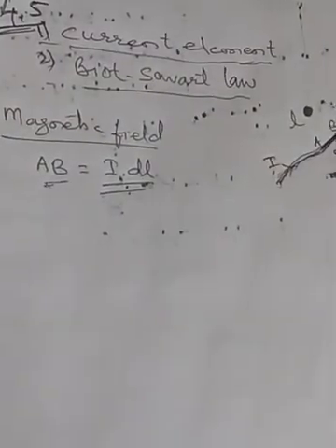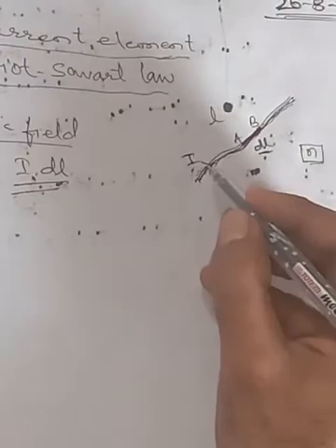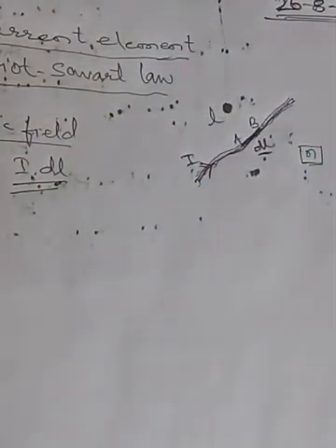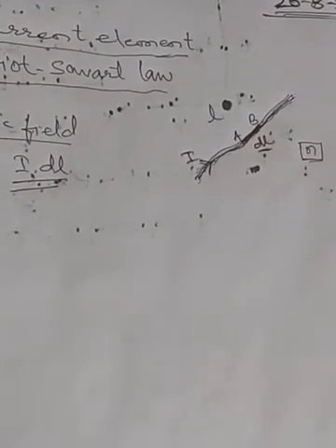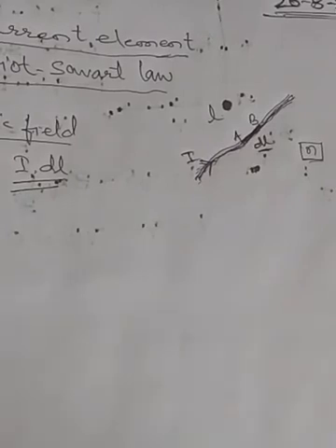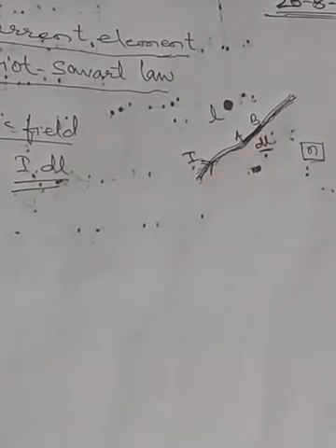If we have taken the direction of current in this direction, then the current in the element is also flowing in the same direction. Clear? So its direction is the same as the direction of current. So if it is the same, because of that this concept of current element has been introduced. So what is a current element?